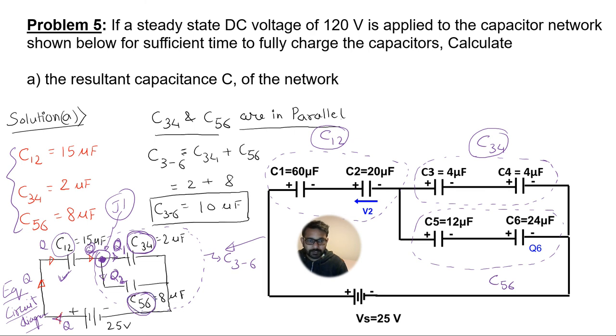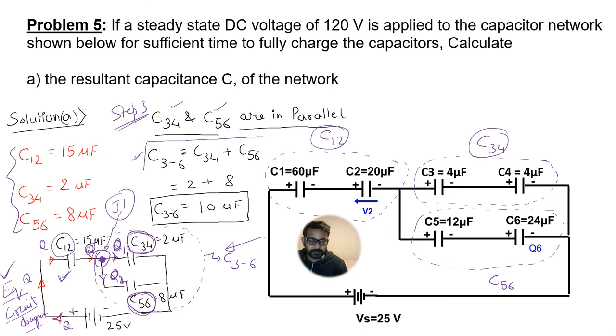So C34 and C56 are connected in parallel because different amounts of charge or current will flow through them. So step 3 is to find the parallel connected capacitors from the equivalent circuit. C34 and C56 are connected in parallel because different amounts of charge are flowing through them, right? So again, I will find the equivalent capacitance using the formula.